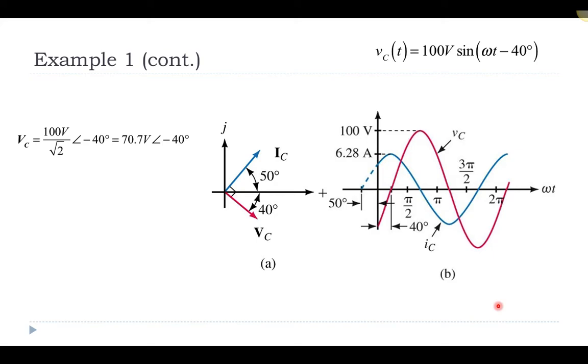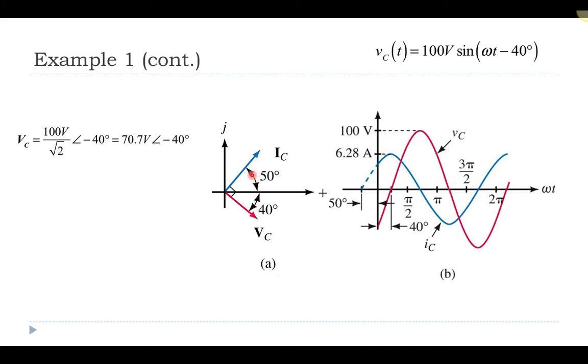So if I were to make a plot of these values, I could plot the voltage as a function of time in terms of the waveform. It's shifted to the left by 40 degrees. Excuse me, it's shifted to the right. The negative sign means it's shifted to the right. So I have my voltage supply here. And my current supply was 6.28 amps, and it was shifted to the left by 50 degrees. So the current leads at an angle of 50 degrees. The voltage supply lags behind, and it's at an angle of 40 degrees.